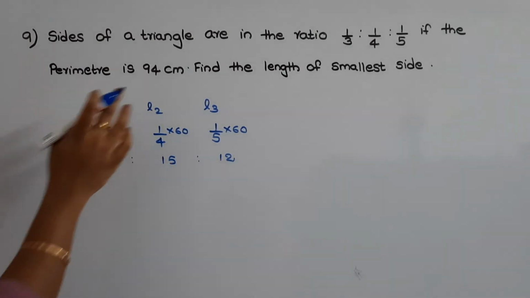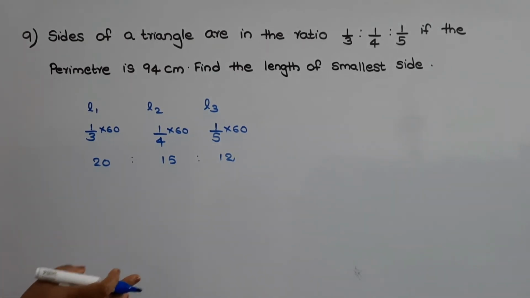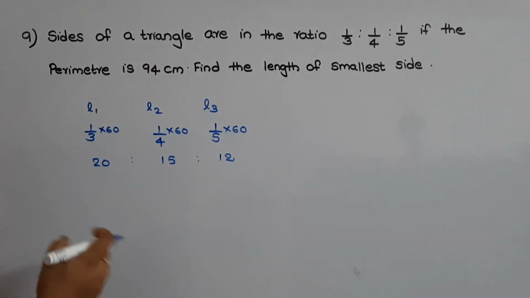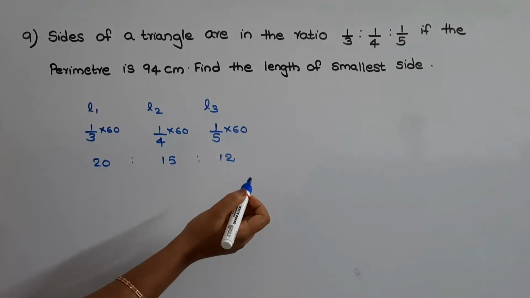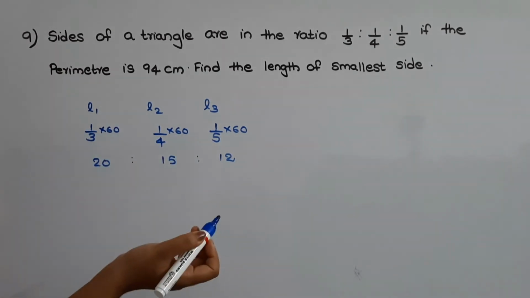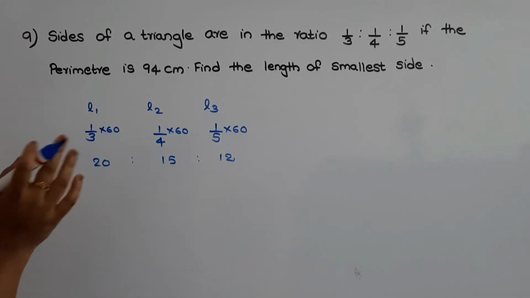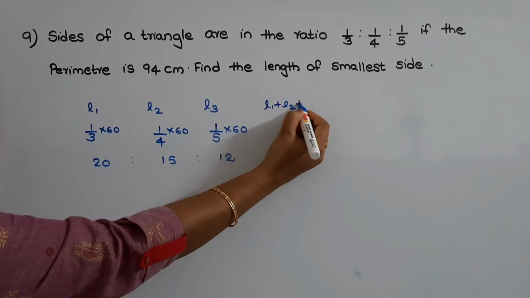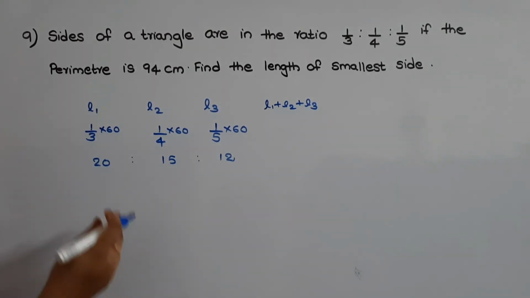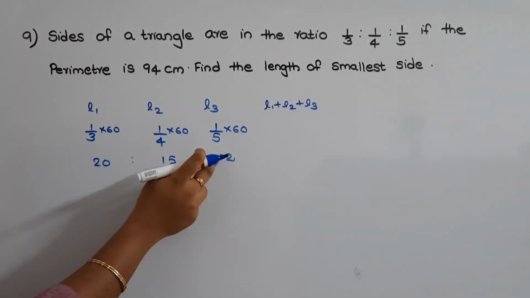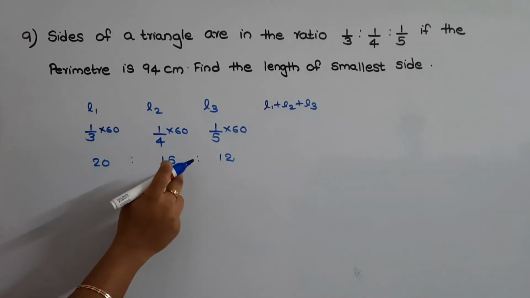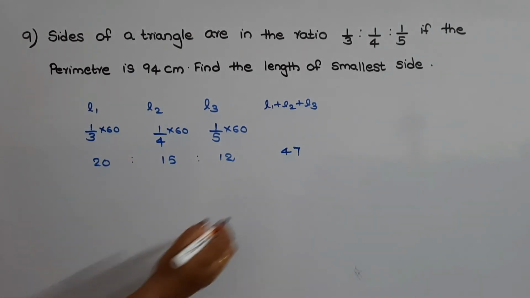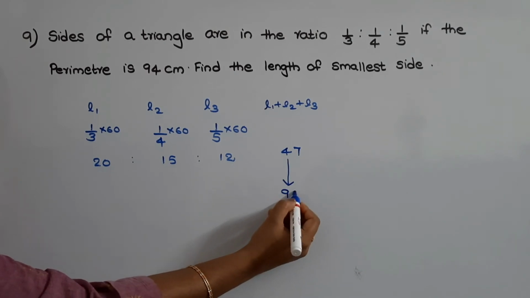So in the question they have given the perimeter of the triangle. So if we consider L1 as 20, L2 as 15 and L3 as 12, what will be the perimeter? Perimeter is equal to the sum of the sides of the triangle. So L1 plus L2 plus L3 will be the perimeter of the triangle. So the perimeter will be 20 plus 15 plus 12, that is 47. But in the question the perimeter is given as 94. So we can represent this 47 as 94.